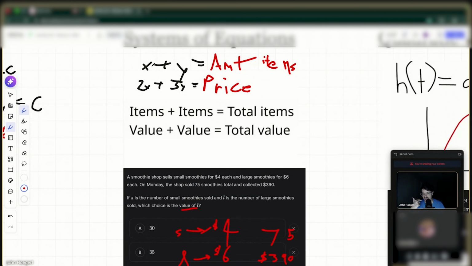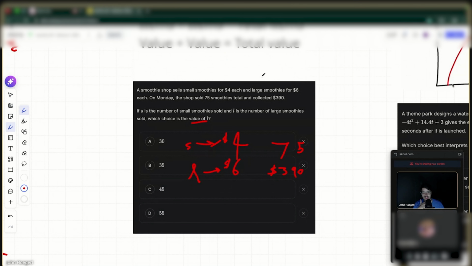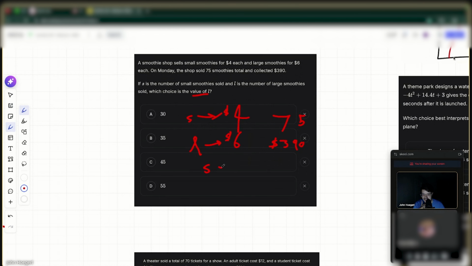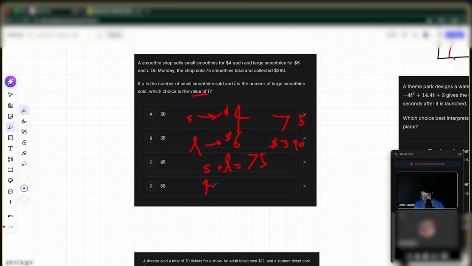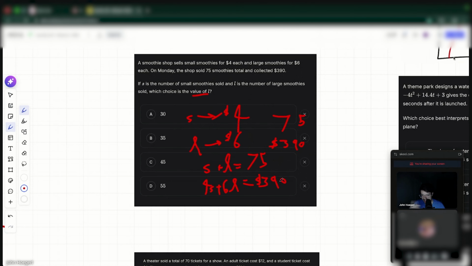So using this exact thing, we have x plus y equals the amount, and this equals the price. Just replace x and y with s and l. So we basically have s plus l equal to 75. And then we have here the price as well, so 4s plus 6l is equal to 390. So yeah, pretty simple stuff there.